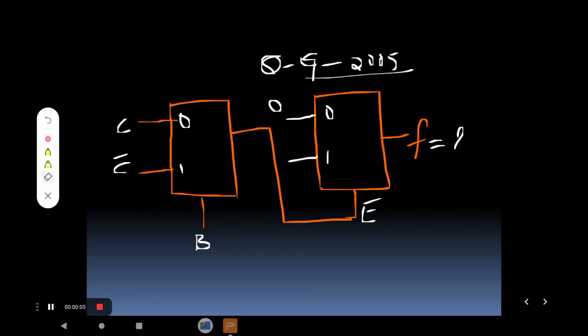In this video, we are going to see GATE 2005 problem. It is based on the multiplexers.